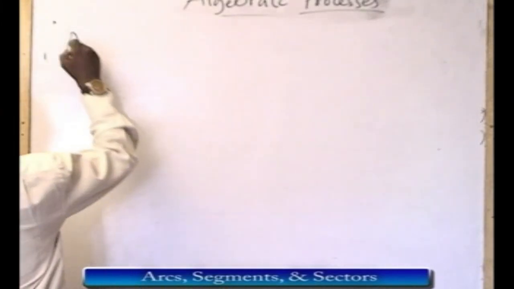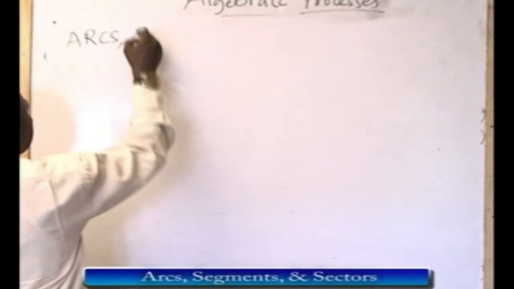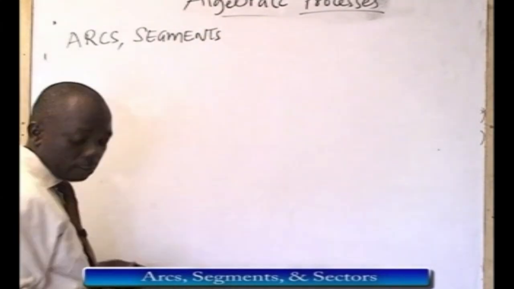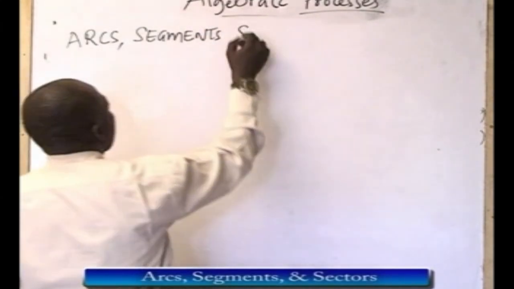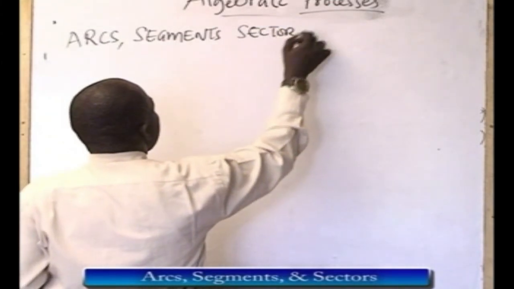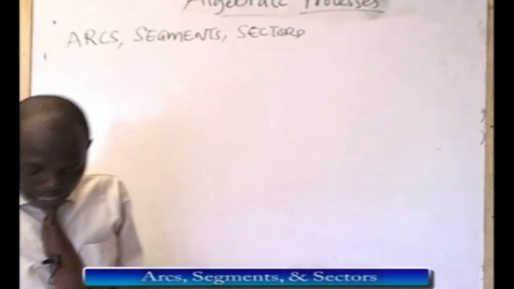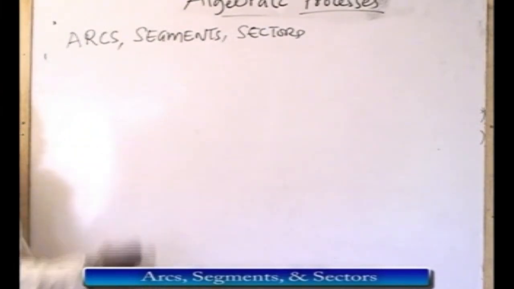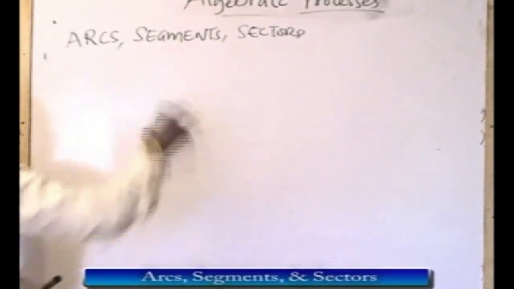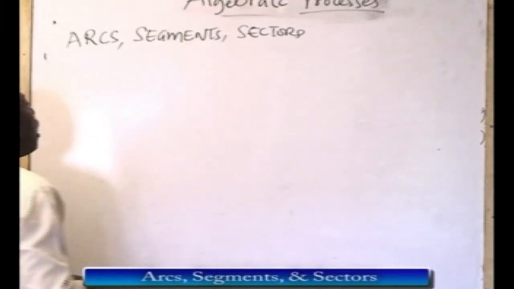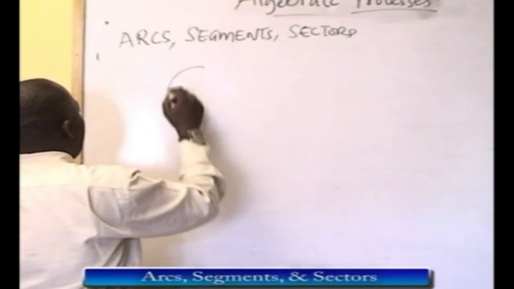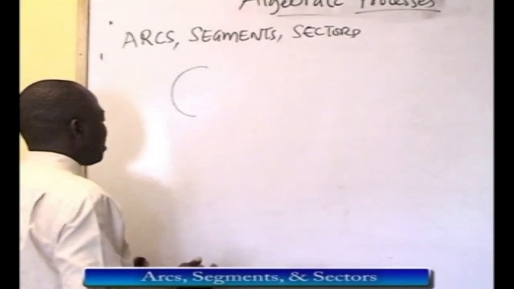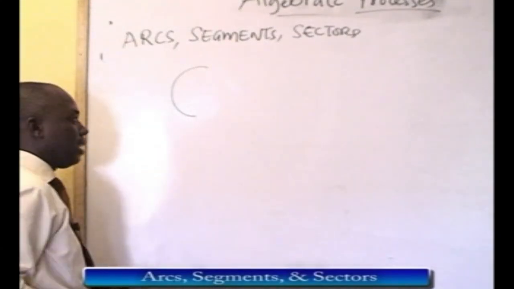We're moving on to arcs, segments, and sectors. Now, if you take your protractor and then you inscribe a part of a circle, that is known as an arc. A portion of the circle, or what we refer to as an incomplete circle, is what is known as an arc.